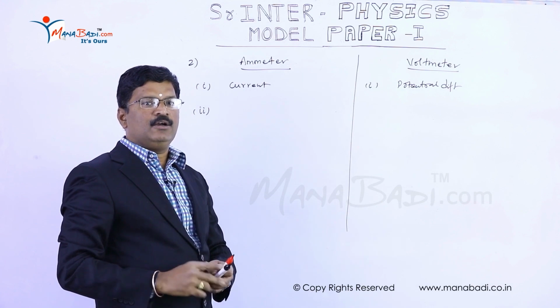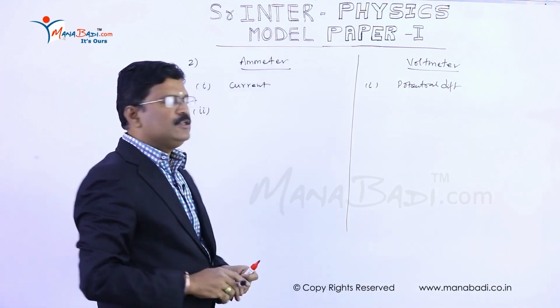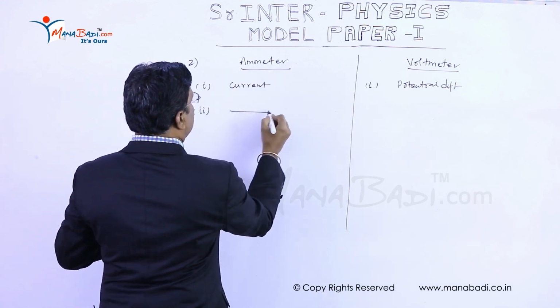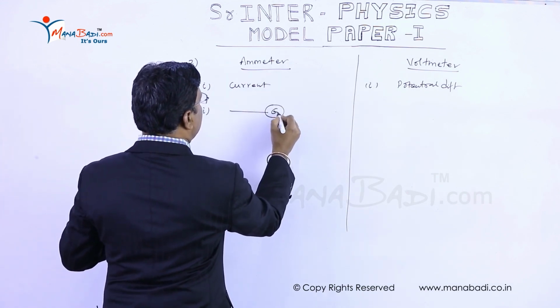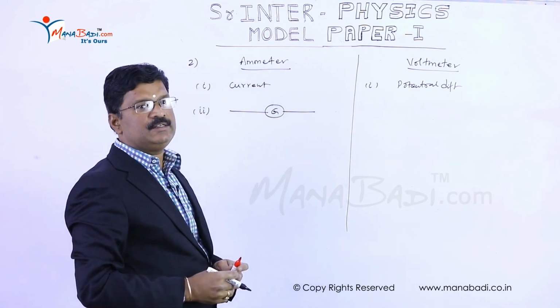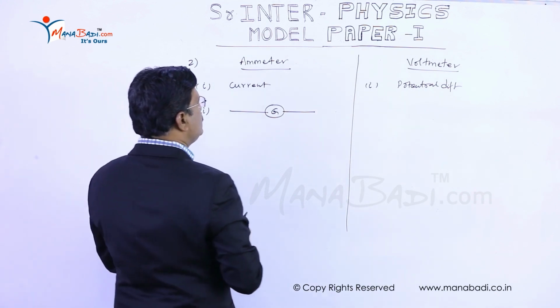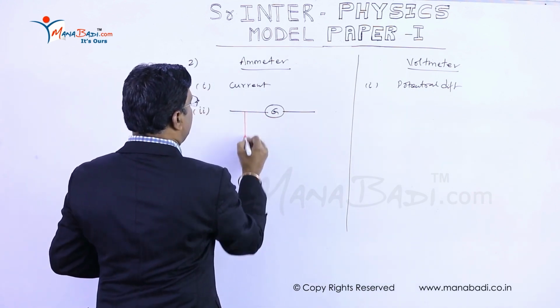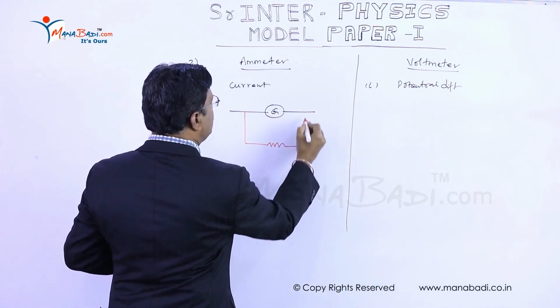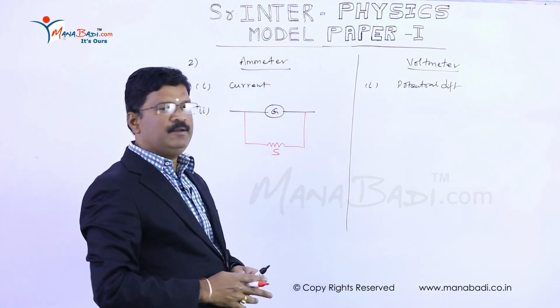The second point: in the case of the ammeter, a galvanometer can be converted into an ammeter by connecting a low resistance called shunt resistance in parallel. Let us assume this circle with G indicates the galvanometer, and G also indicates its resistance. For this galvanometer, I am going to connect a low resistance called shunt in parallel.